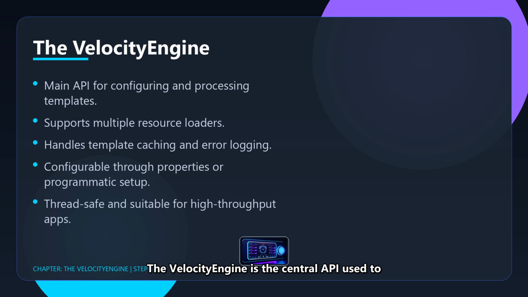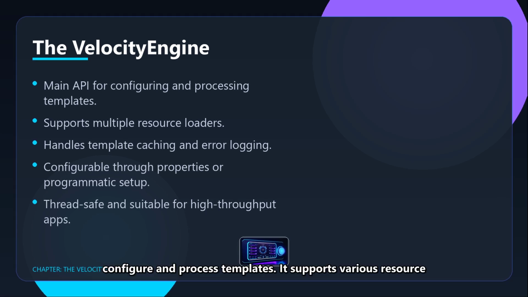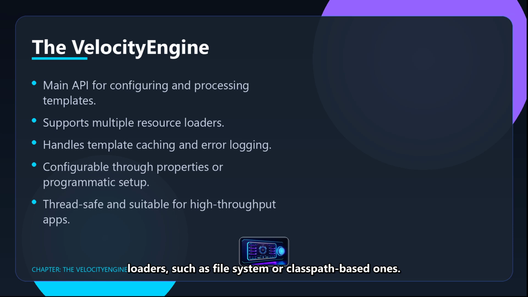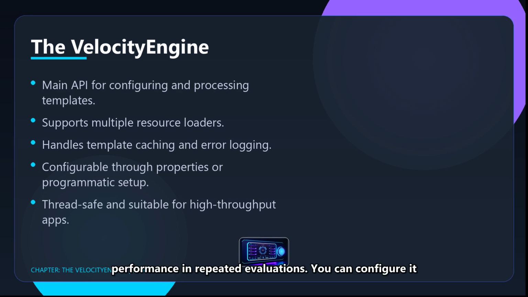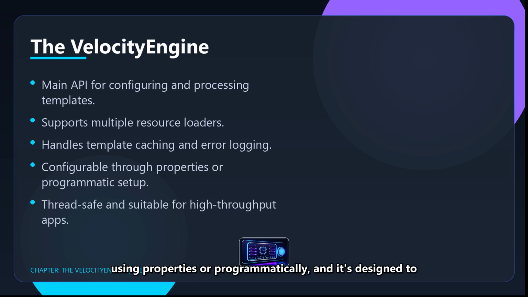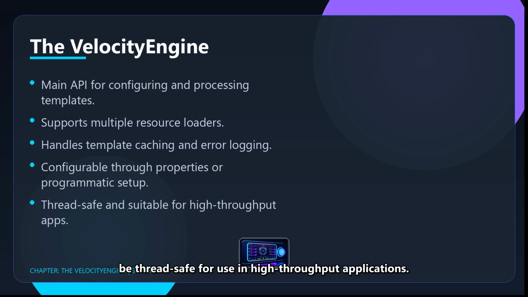The Velocity engine is the central API used to configure and process templates. It supports various resource loaders, such as file system or classpath-based ones. The engine also handles template caching, which boosts performance in repeated evaluations. You can configure it using properties or programmatically, and it's designed to be thread-safe for use in high-throughput applications.